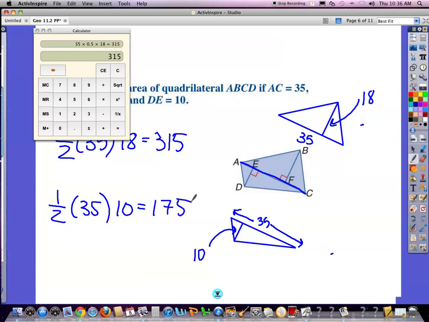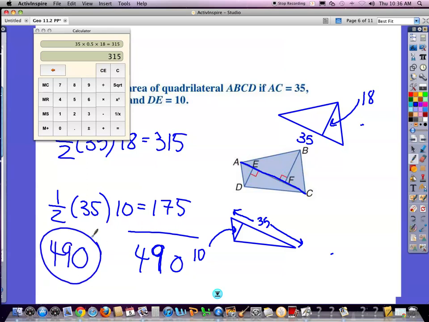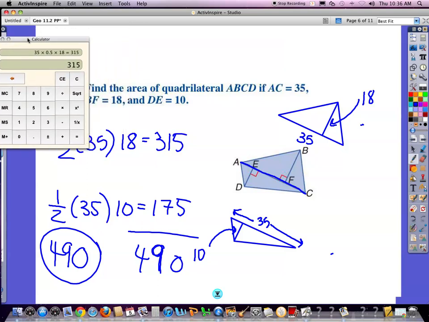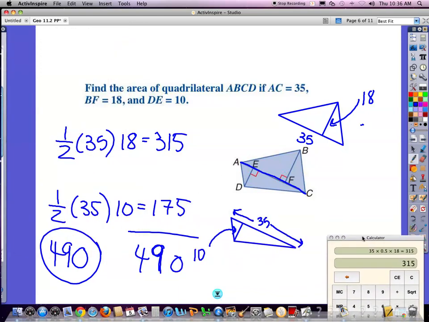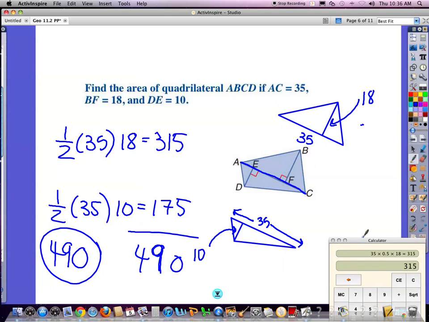All right, we're going to add those together, 315 and 175, and we're going to have 490. So 490 square units is the area of your two triangles together. That's the full area of the quadrilateral.